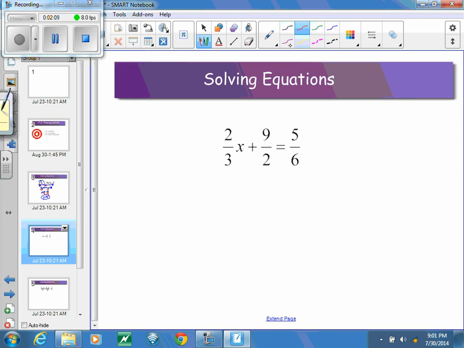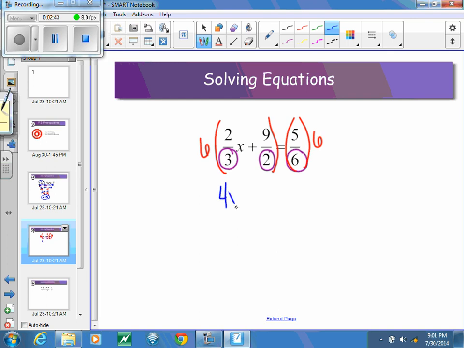So remember that what we can do is look at all of your denominators and find a common multiple. So 3, 2, and 6. When I think of a common multiple of those 3 numbers, what comes to mind is 6. If I multiply both sides of my equation by 6, it's going to eliminate those fractions for me. And I'm going to end up with 6 times 2/3 x. So you've got 6 times 2, which is 12. 12 divided by 3 is going to give you 4. So I end up with 4x.